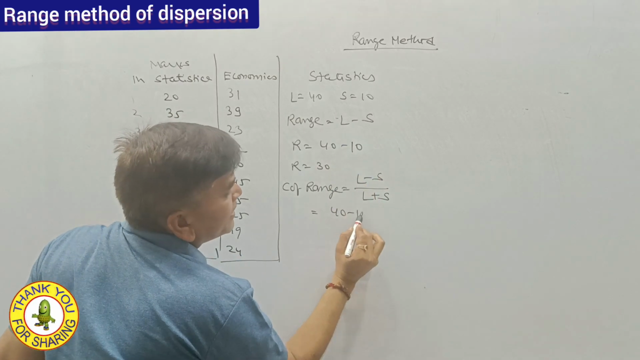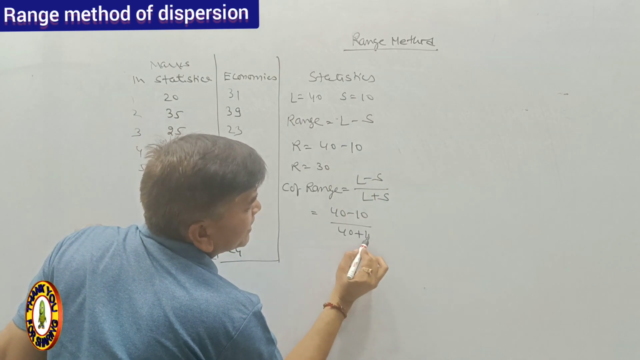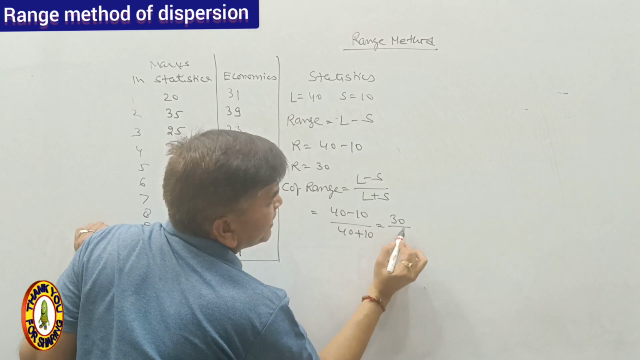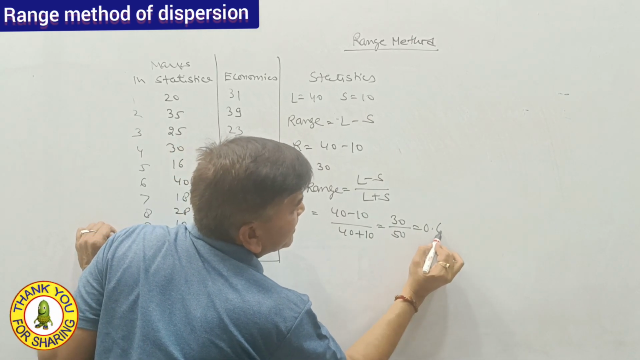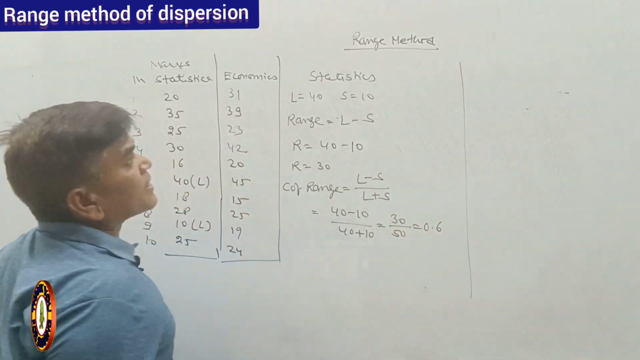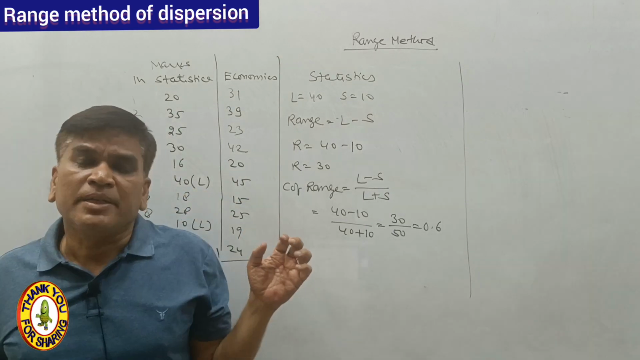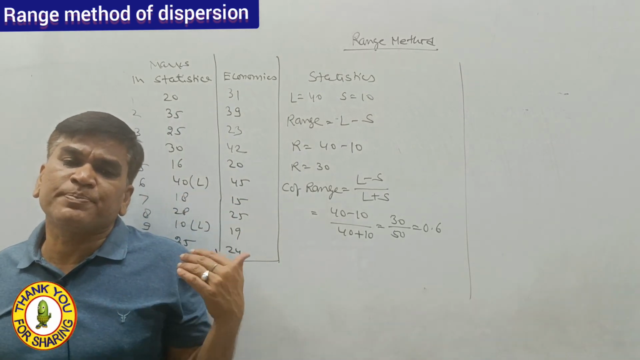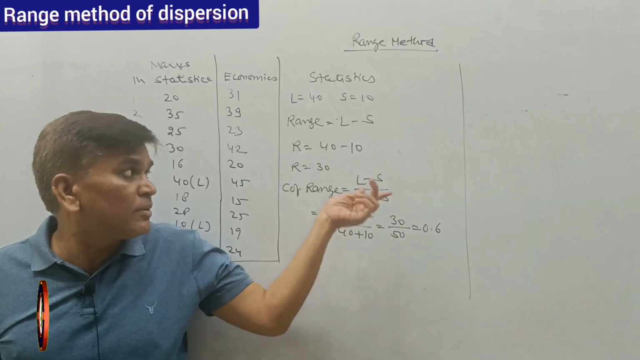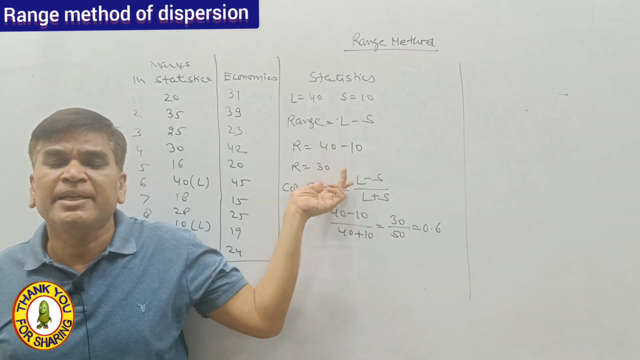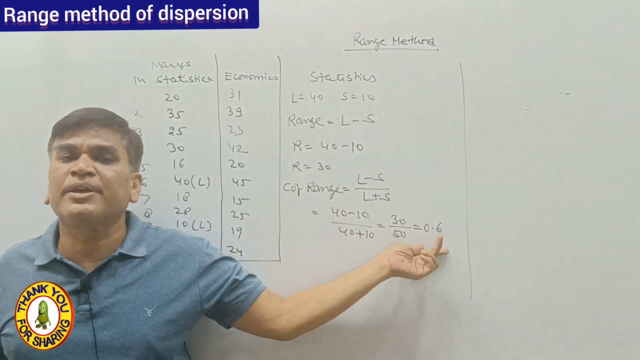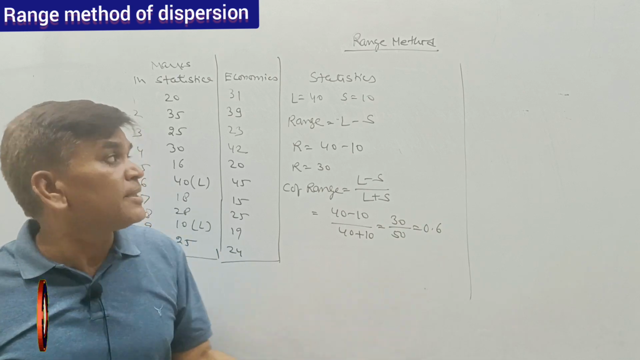40 minus 10 divided by 40 plus 10, that is 30 divided by 50, that is 0.6. So in the marks of statistics, the range is 30 and the coefficient of dispersion of range is 0.6.